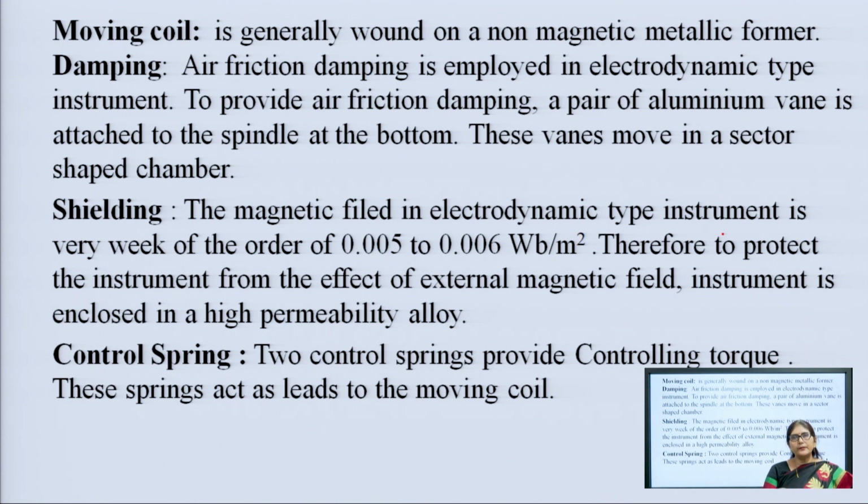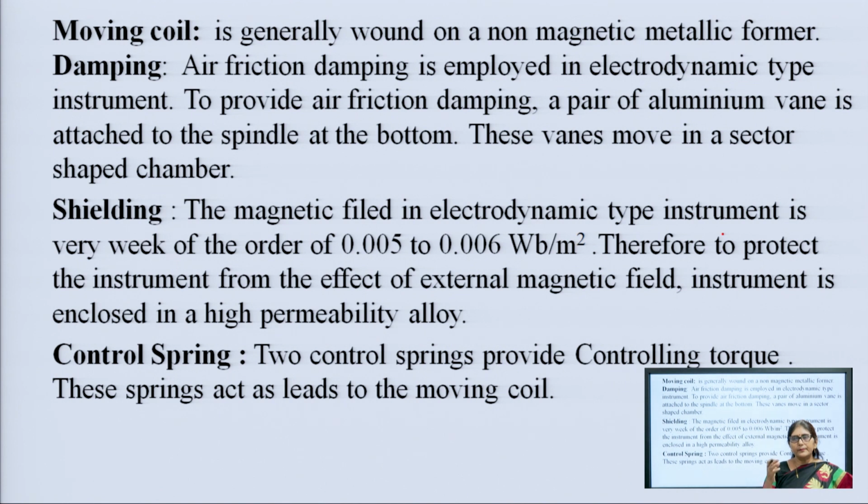So, it stops basically vibration of the pointer. Then yes, magnetic shielding is required, because the magnetic field produced by the coils is very weak, in the order of 0.005 to 0.006 Weber per meter square. So, shielding is also required. To protect the instrument from the effect of external magnetic fields, the instrument is enclosed in a high permeability alloy.